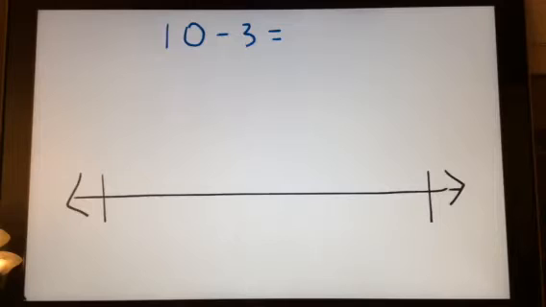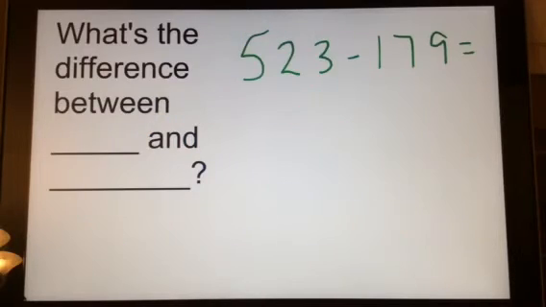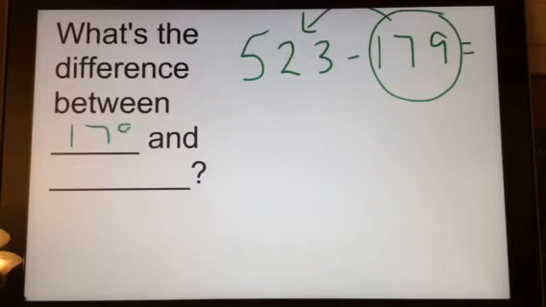If we use a number line and we say, what's the difference between 3 and 10? We know the difference, or the numbers between those two numbers, is 7, so the answer is 7. Let's do something a little bit more complicated. Again, the proper way to say this is, what's the difference between 179 and 523?